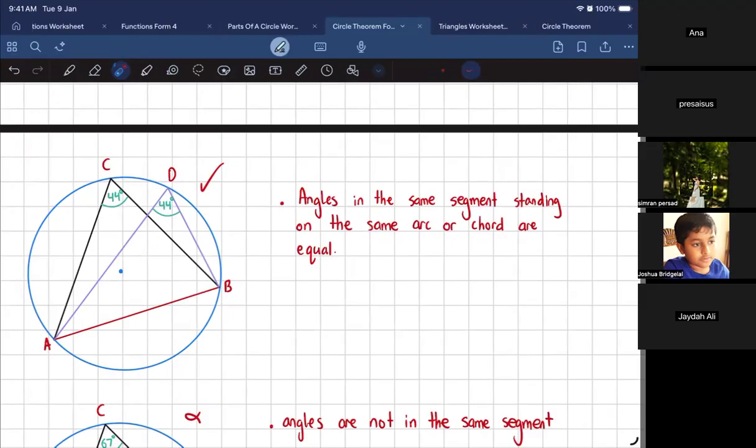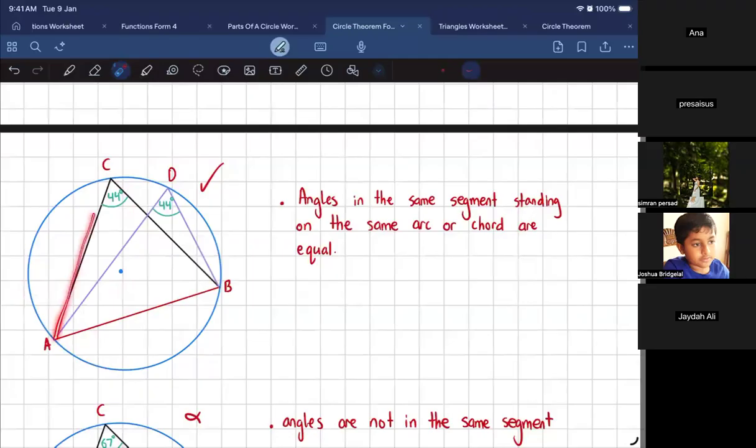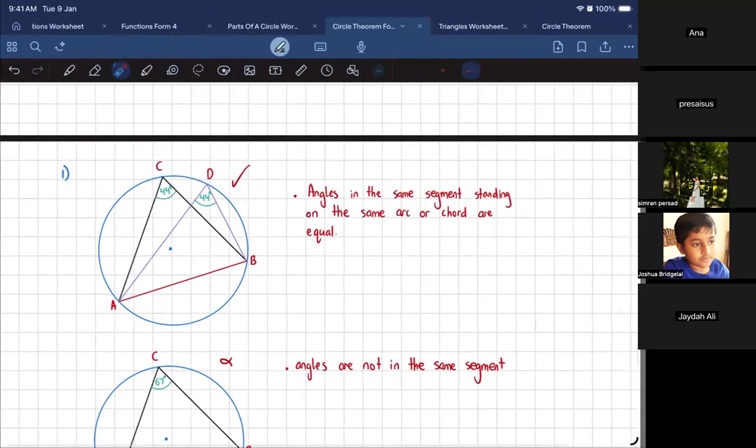First things first, what do I mean by segment? A chord just cuts a circle into two different slices, pieces. Correct. So I have a major segment over here, and I have a minor segment over here. Both of these angles are in the same segment, right? And are they standing on the same arc or chord? Yes. So they're equal, right?